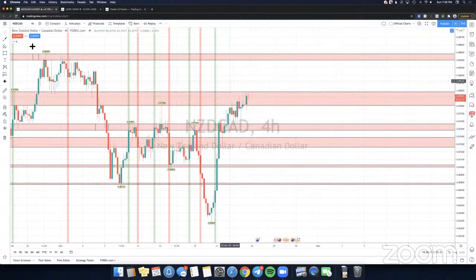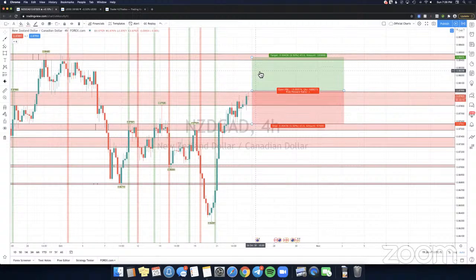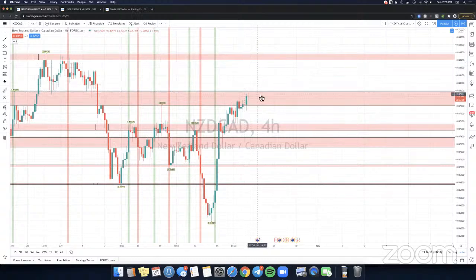And then once it breaks above there, you can enter another long position right there to the next zone. From this point up to here. But I wouldn't enter that position until price breaks and closes above here.